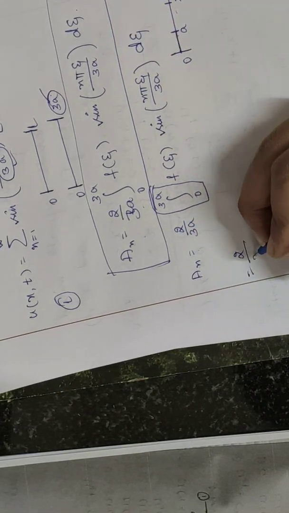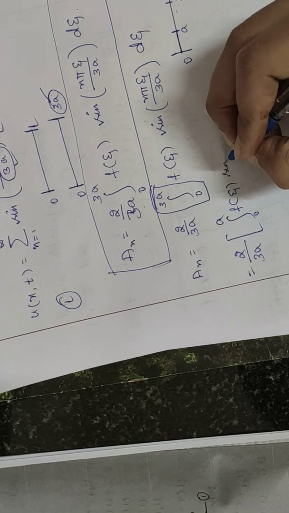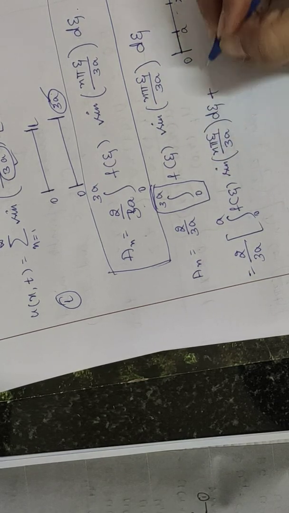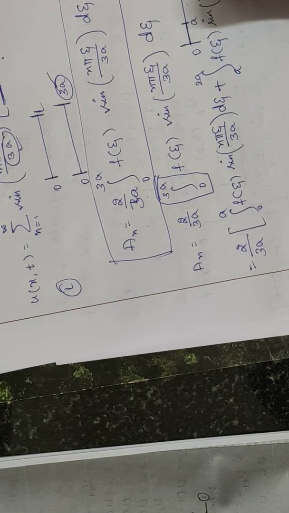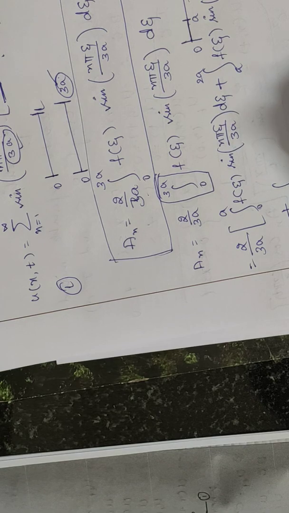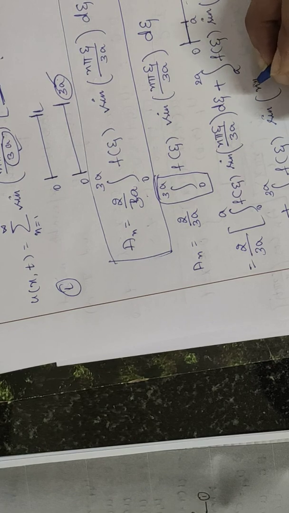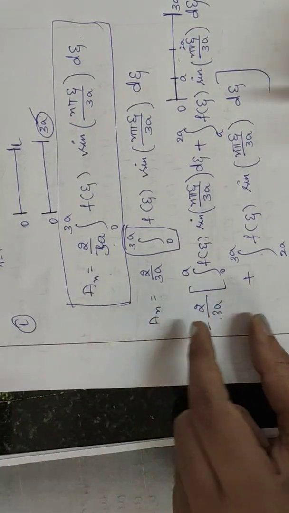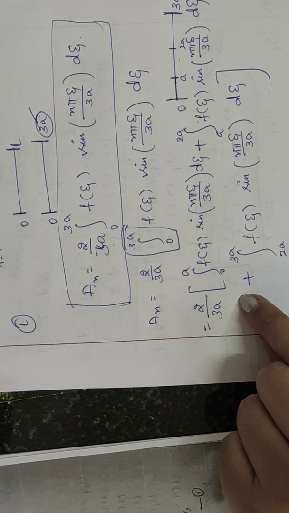So I can write this as 2 by 3a times the integral 0 to a f of xi sin n pi xi by 3a d xi, plus the integral a to 2a f of xi sin n pi xi by 3a d xi, plus the integral 2a to 3a f of xi sin n pi xi by 3a d xi. We just split our integral since we have three partitions within our interval.